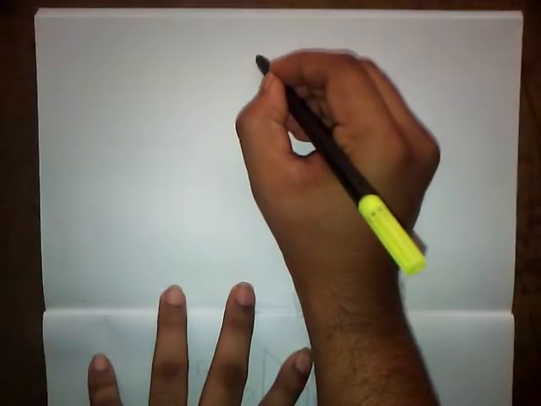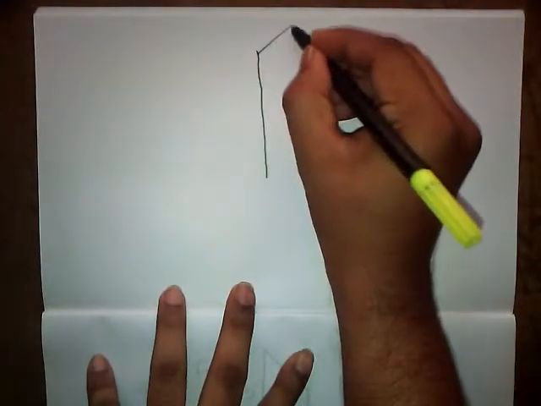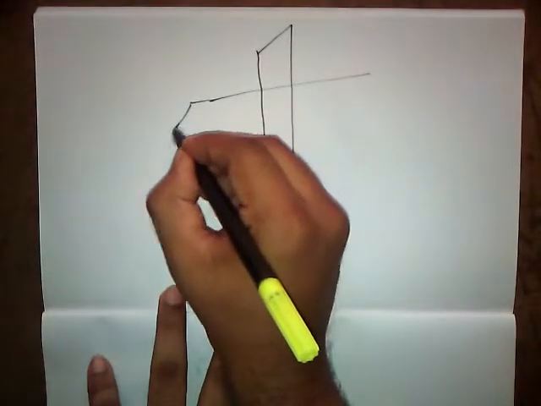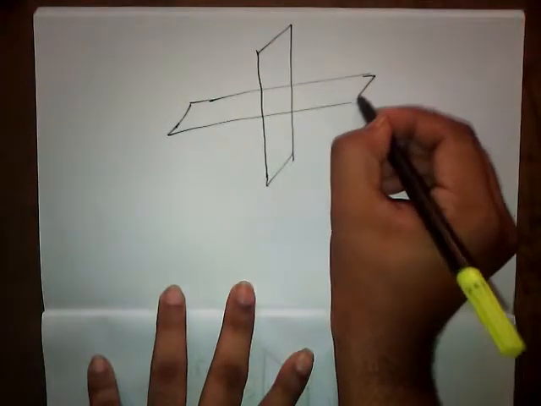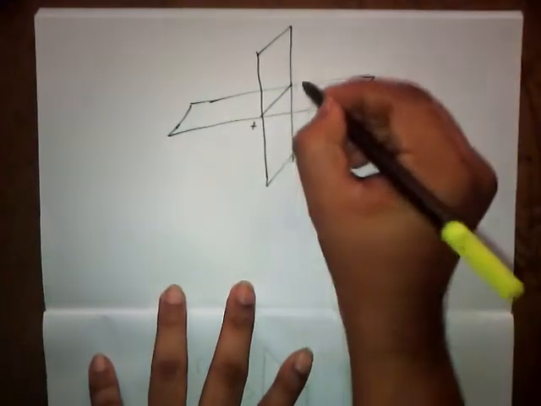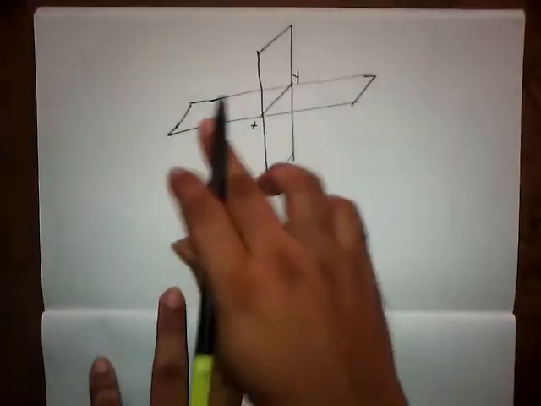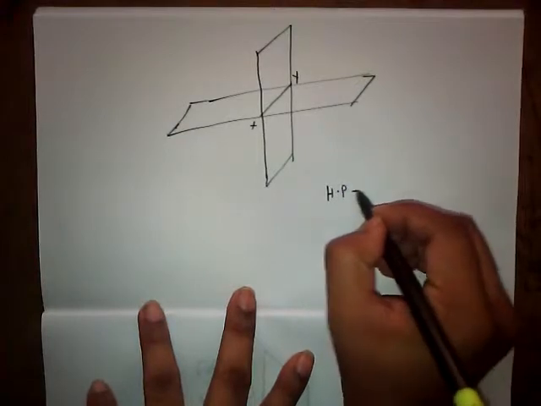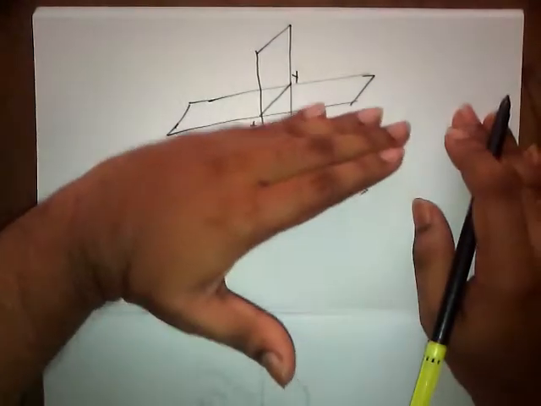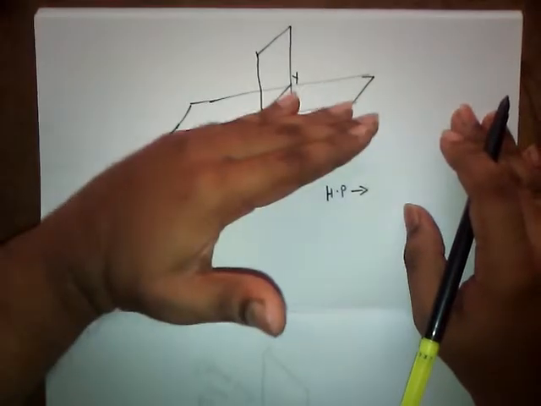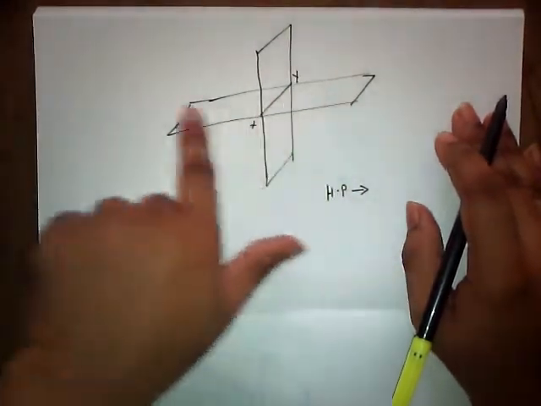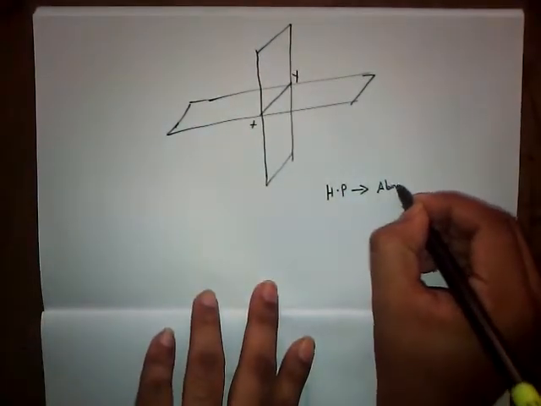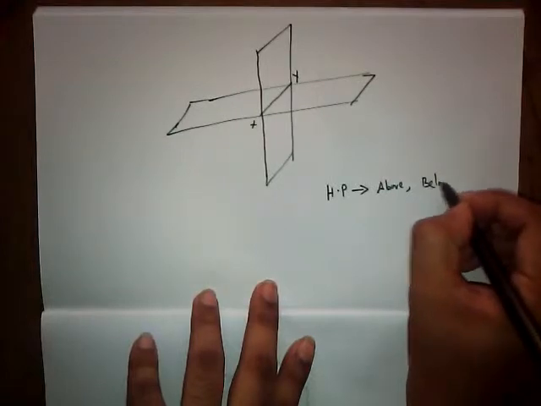As I said, this is our vertical plane and this is our horizontal plane, and this is our XY reference line. Okay, this is our HP. According to the HP, the part above this one is above HP and below this one is known as below HP. So HP is going to have two parts, above HP and below HP.